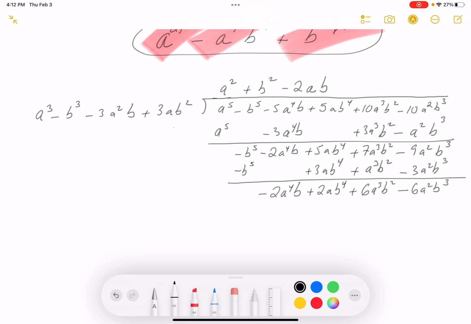What do you get? Minus 2a to the fourth b. What's the next one going to be? Plus 2ab to the fourth. What's the next one going to be? 6 what? a cubed b squared. What's the next one going to be? Minus 6a squared b cubed. Well, lo and behold, what happens? Remainder 0. You might think that's a miracle.